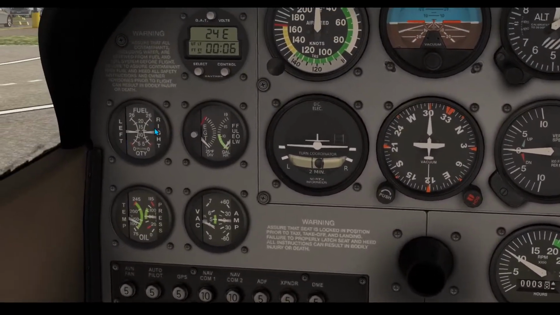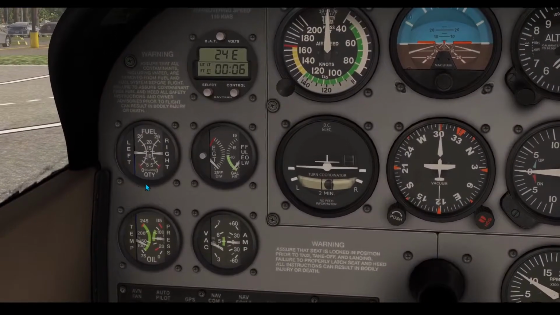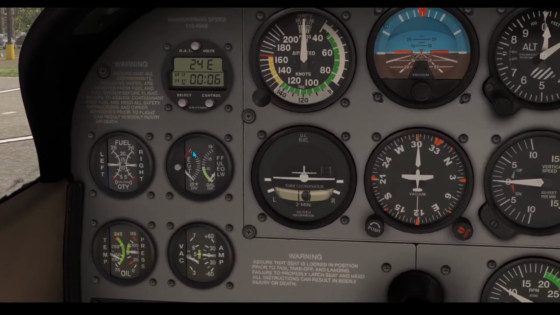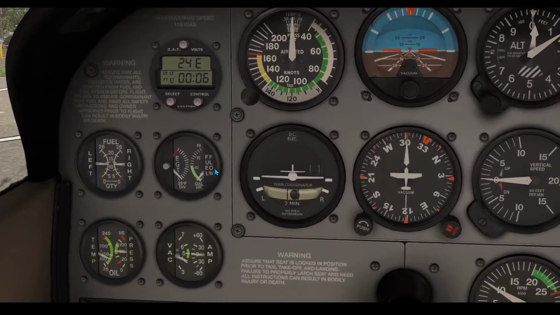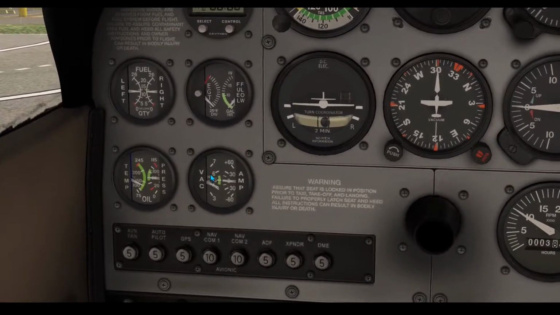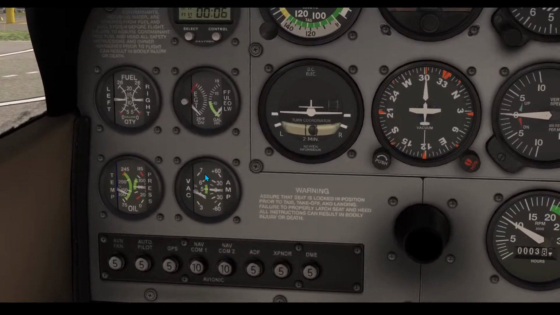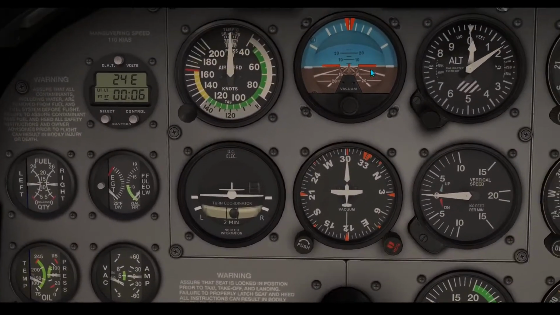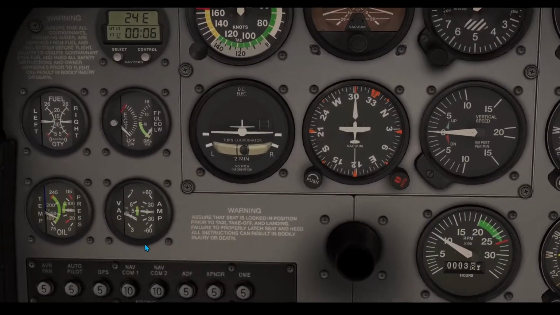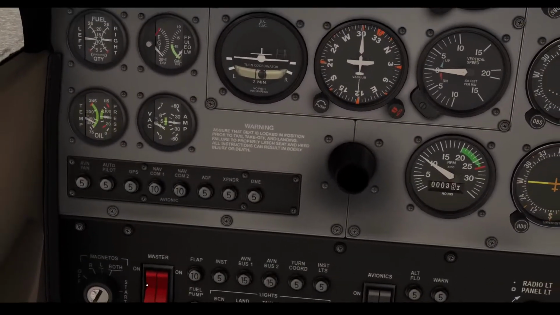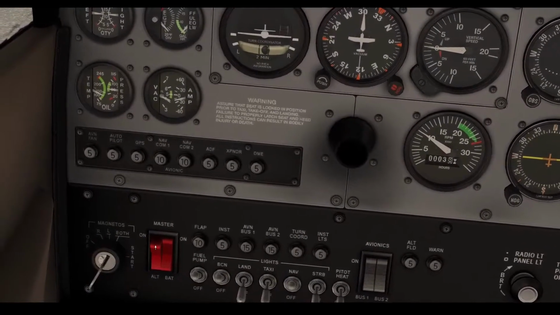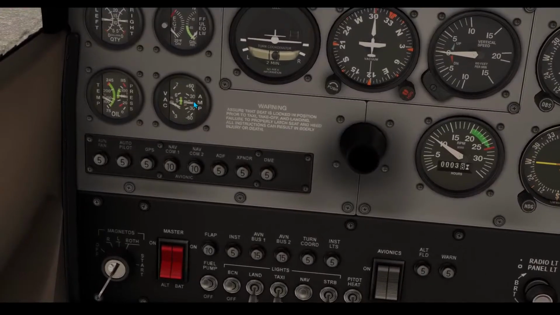Alright, engine instruments: left and right fuel tanks in gallons, exhaust gas temperature, fuel flow, temperature and pressure of the oil, vacuum used for spinning the gyroscope, and amps to see whether we are charging the battery or not, and whether the alternator is working or not. If we turn it off, now we are discharging the battery, and it goes back.